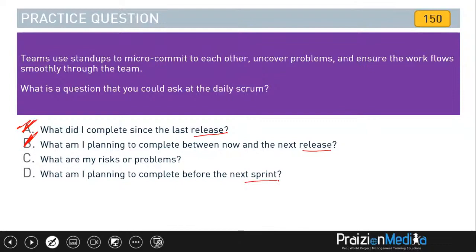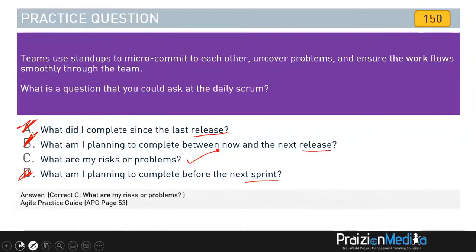And the final one, what am I planning to complete before the next sprint? That doesn't make sense. That is not what the question is. The only one that syncs best is, what are my risks or problems? In other words, what are the impediments? So the best answer for this one, my friends, is C. What are my risks or problems?